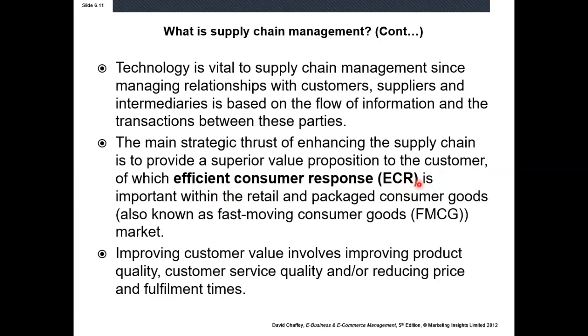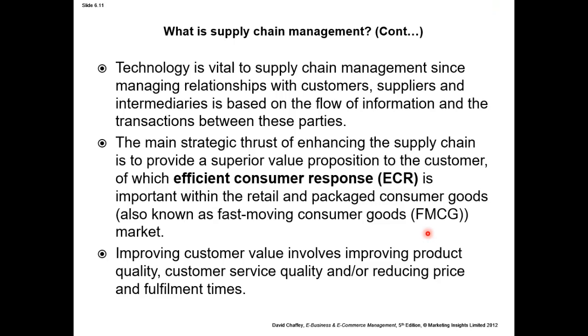So I explained about this in the earlier table which I have described to you. So here it says efficient consumer response, or ECR, is important within the retail and packaged consumer goods sector, right? This packaged consumer goods is also referred to as fast moving consumer goods, right? So this FMCG market usually uses this concept of efficient consumer response in order to deliver a better value proposition, a better level of customer service to the consumers, right?